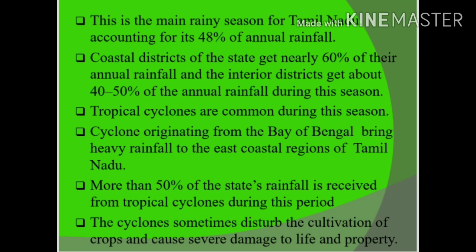The cyclone sometimes disturbs the cultivation of crops and causes severe damage to life and property. You can see this in the present news all over Tamil Nadu. Regarding the seasons and rainfall of Tamil Nadu, we consider Chinnakallar. Chinnakallar near Valparai is the third wettest place in India and the wettest place in Tamil Nadu. So that is about the climate and rainfall of Tamil Nadu.